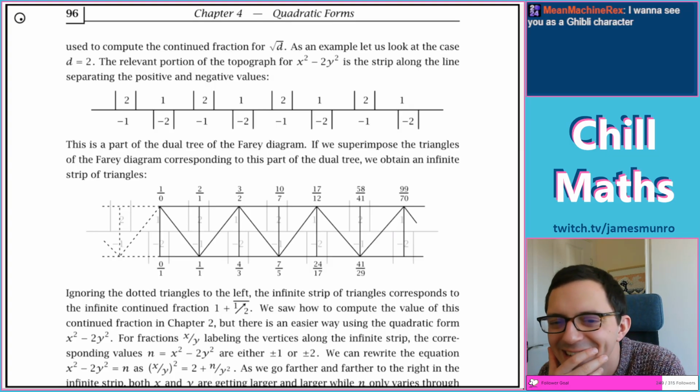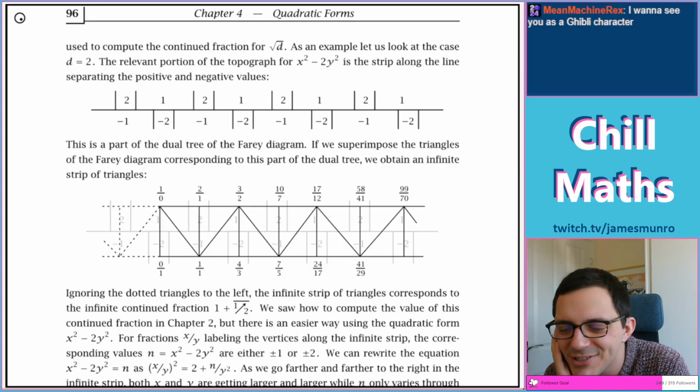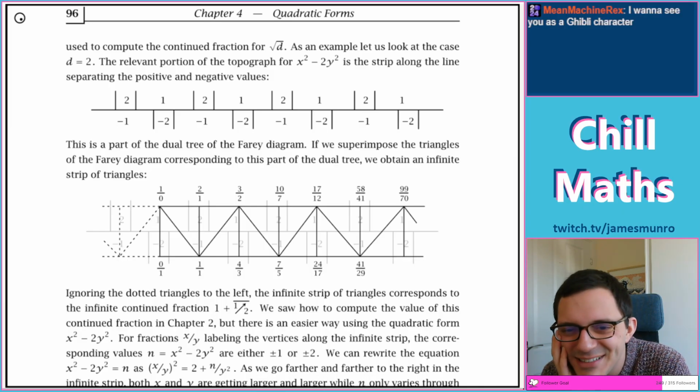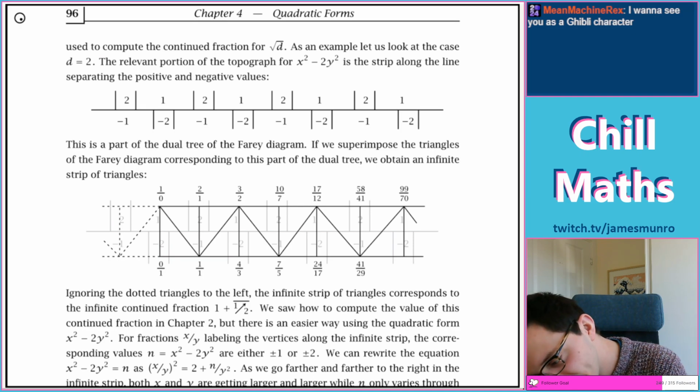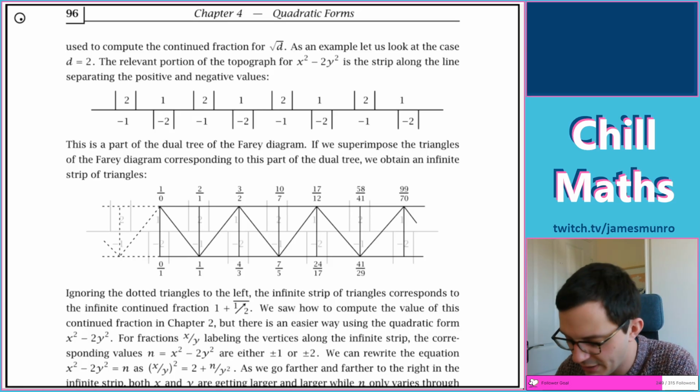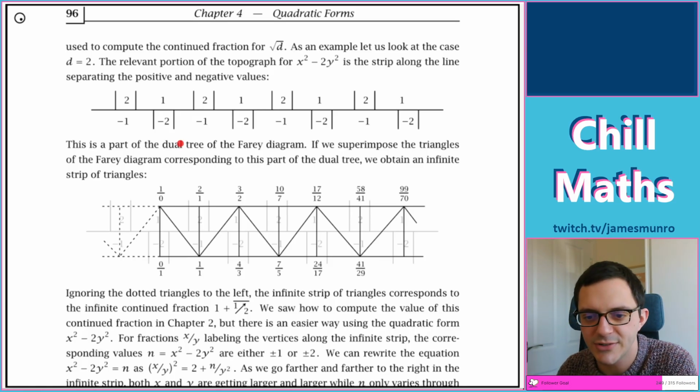Here we go. The relevant portion of the topograph for x squared minus 3y squared. This book does introduce a lot of stuff. Here's the strip separating the positive and negative values. This is part of the dual tree of the Farey diagram. Of course it is, it's made of lines from the dual tree. So dual tree because the regions before are now connected by edges rather than being separated by edges.